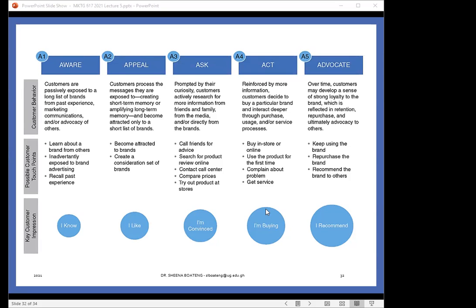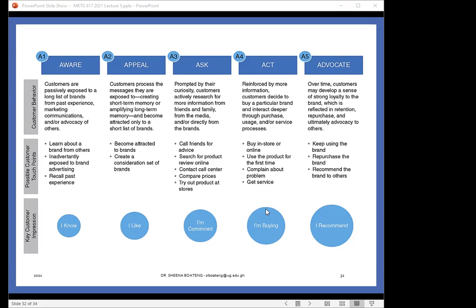And then the next stage, which is the appeal stage, where we want to be able to appeal to customers by helping them to create both short-term memory and amplify their long-term memory and develop a short list of brands which we need to ensure as e-marketers that our brand is almost always included in.